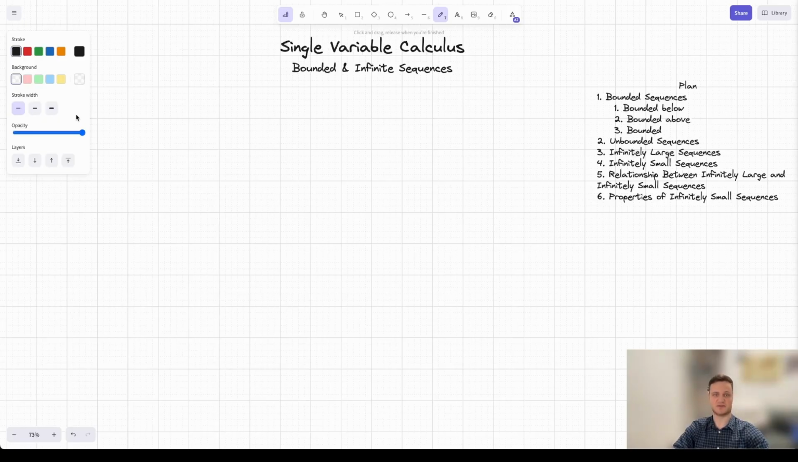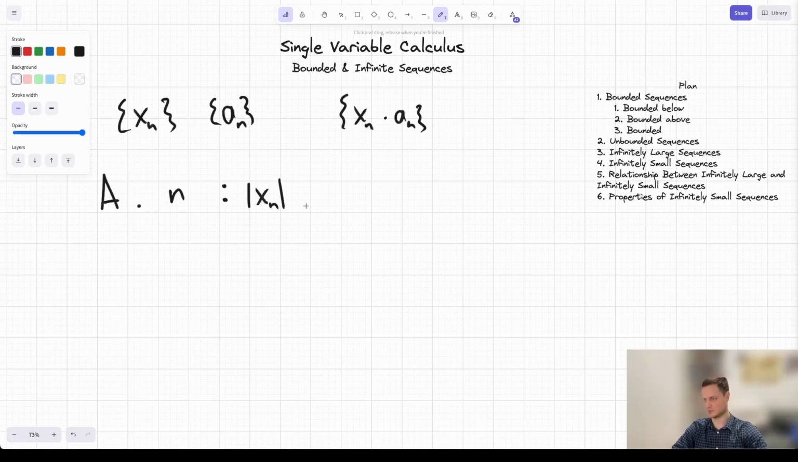Last but not least, property. Bounded sequence times infinitely small sequence. The product of a bounded sequence and an infinitely small sequence is an infinitely small sequence. Let x(n) be a bounded sequence and a(n) be an infinitely small sequence. We want to show that the product is an infinitely small sequence. Since the first sequence is bounded, there exists some positive number a such that for all n, this inequality holds. And let's take a positive epsilon.